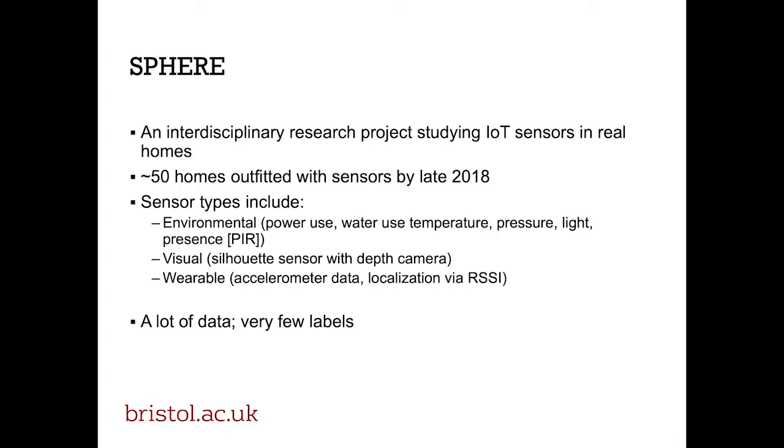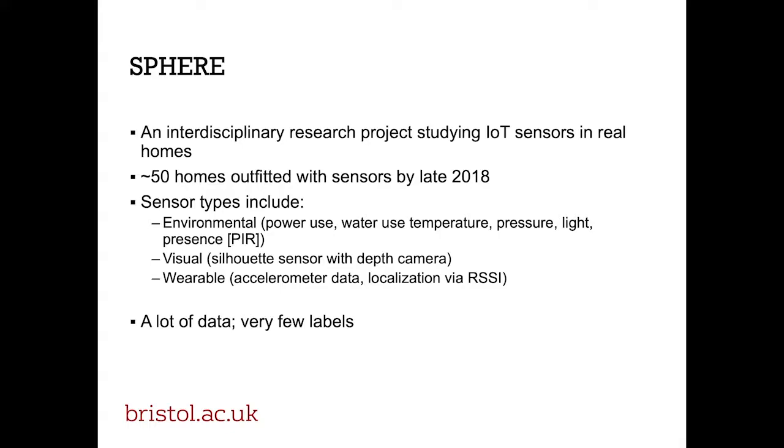Sphere as a project is highly interdisciplinary. We look at Internet of Things sensors in real homes. Over the last few years, we went out and installed around 50 homes with various types of sensors. The standard Sphere system is a combination of environmental sensors, visual sensors, and wearable sensors. Environmental sensors include all of the usual things like pressure, light, temperature, water use, power use, and presence in the sense of PIR activations in the home.